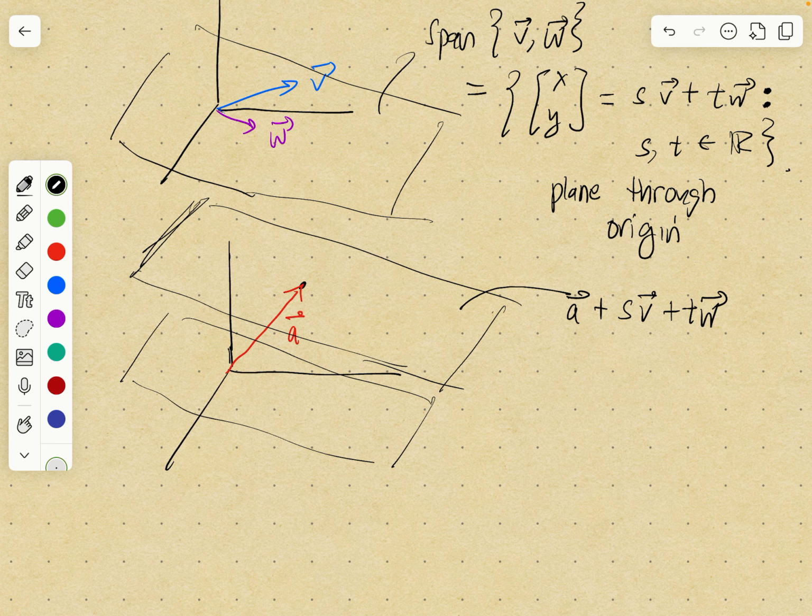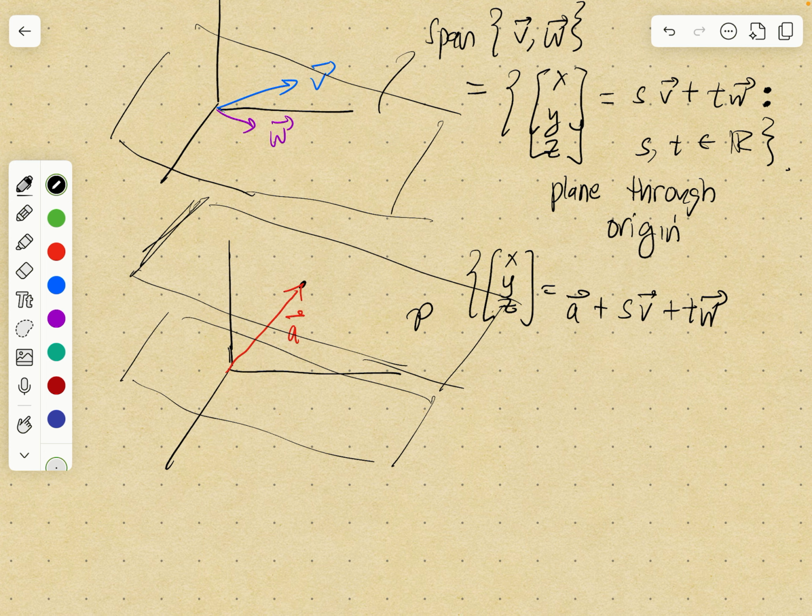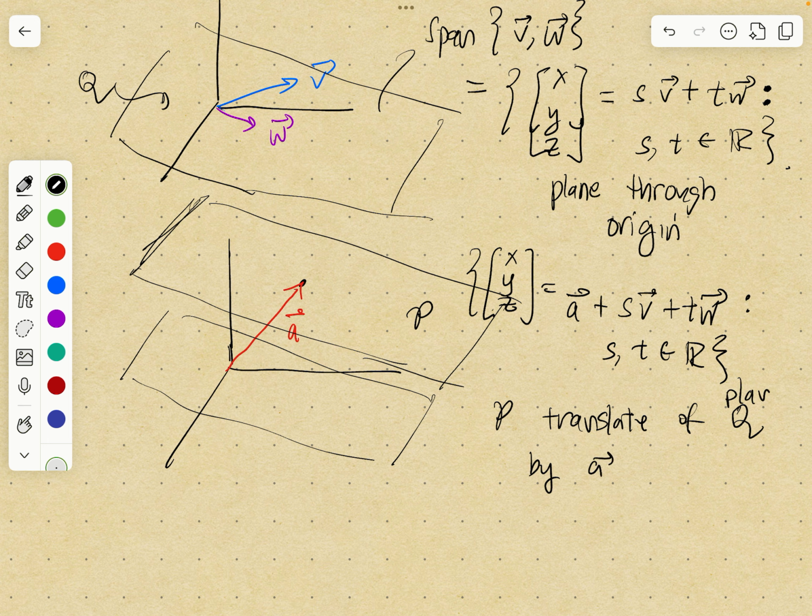So let's write that down. So this plane, I don't know, let's call it curly P. This plane, it's all vectors, how do I write this? And this is in R3, so it really should be (x, y, z). It's all vectors of the form A plus sv plus tw, where s and t are in R, real numbers. So that's how you would describe this plane. So if I call this original plane Q, this P is the translate, it's called the translate of plane Q by the vector A. So plane P is the translate of plane Q by the vector A.